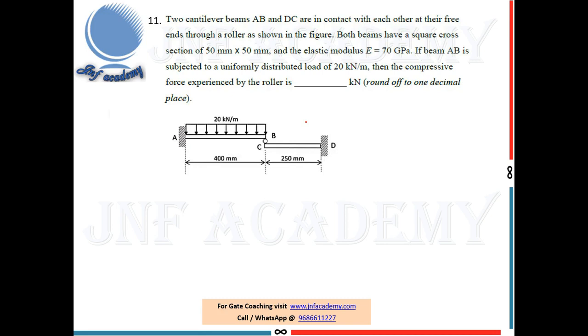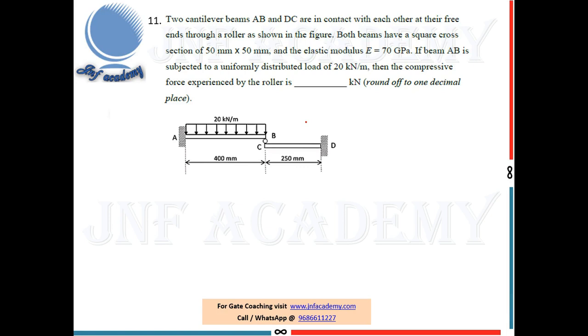Here we have two cantilever beams, AB and DC, in contact with each other at their free ends through a roller as shown in the figure. Both beams have a square cross section of 50 by 50 and the elastic modulus E is equal to 70 gigapascal. If the beam AB is subjected to a uniformly distributed load of 20 kilonewton per meter, then the compressive force experienced by the roller is how much, in kilonewton?